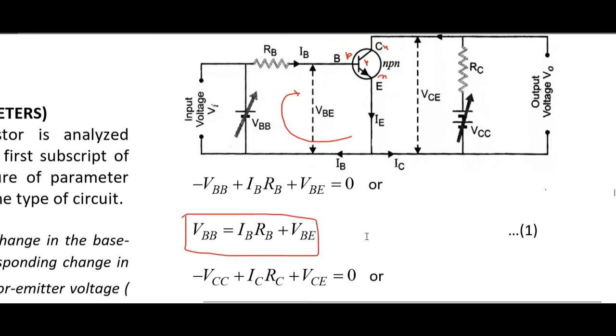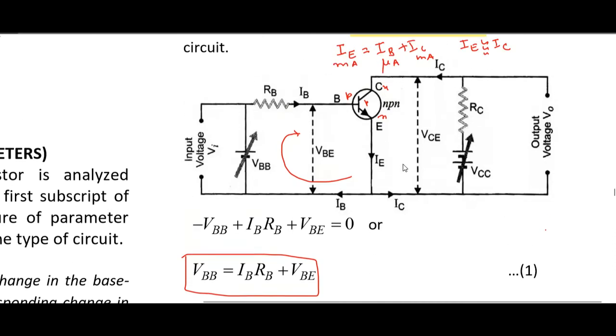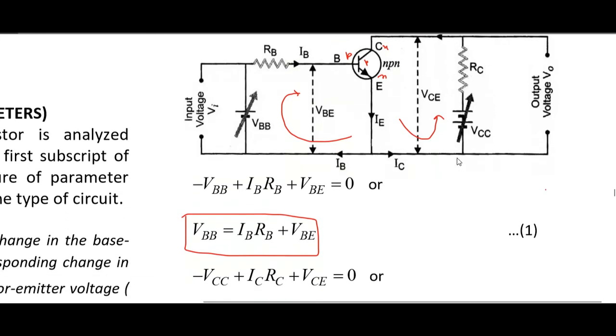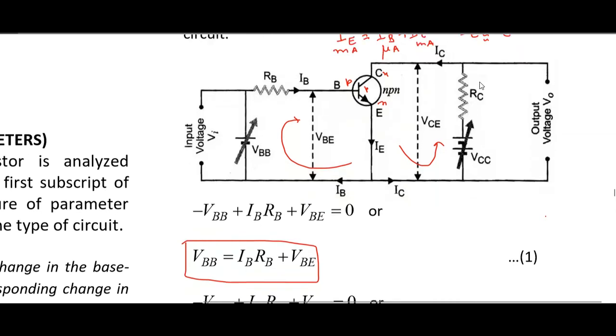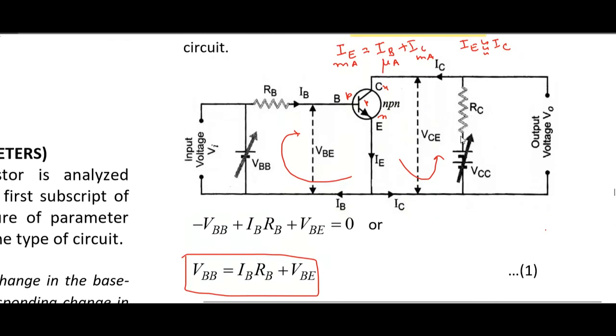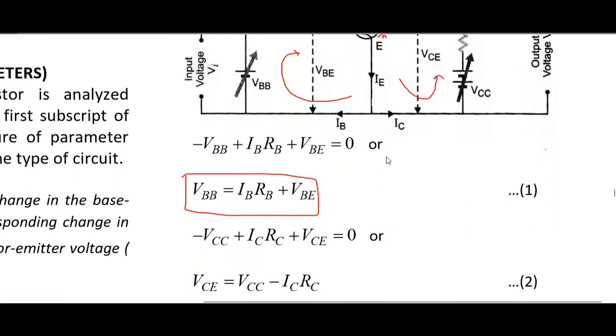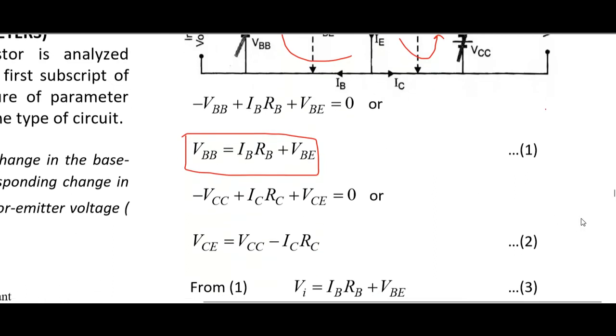Actually, we don't need this equation. What is important is that we now apply Kirchoff's law looping in this way. If we loop like this, first we have the battery, minus VCC, and then we are traveling in the direction of the current. This is ICRC, and then we have the next voltage, which is VCE. So we get this equation.